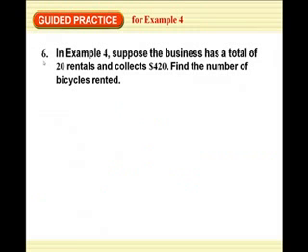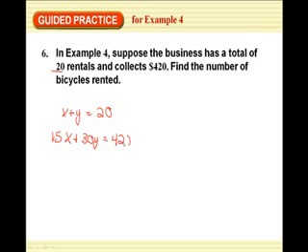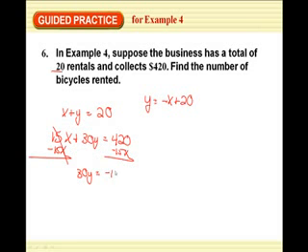So 20 rentals would be X plus Y equals 20. We still have $15 for the skates and $30 for the bicycles, this time $420. So we get Y by itself: Y equals negative X plus 20. For the other one, minus 15x on both sides: 30y equals negative 15x plus 420.